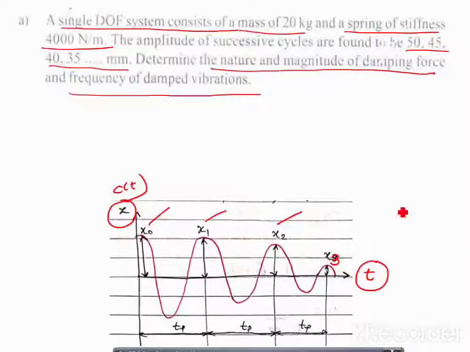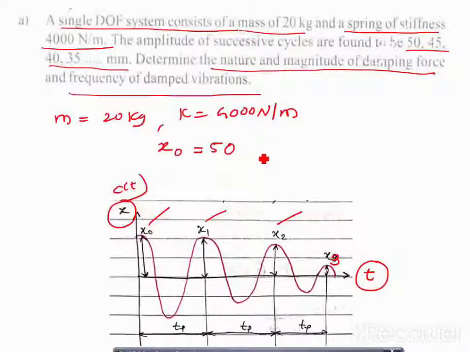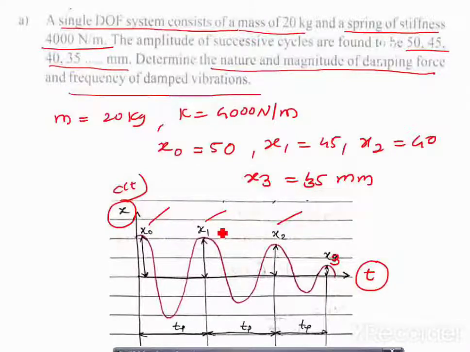Now here you can see that the amplitudes of successive cycles are found to be 50, 45, 40 and 35. They have given mass m as 20 kg, and k as 4000 Newton per meter. So let us say that the initial amplitude x0 is 50, and similarly x1, x2, x3 are given. x1 is equal to 45, x2 is equal to 40, and x3 is equal to 35 mm.